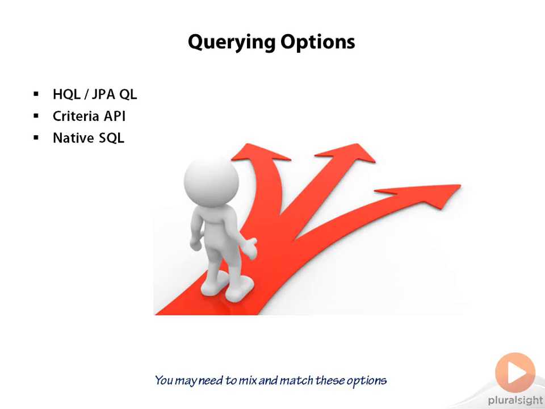Our first option is to use the HQL or JPA-QL APIs. These APIs allow us to query Hibernate using a syntax that's very similar to SQL. It's so similar that you might not even realize that there's any difference than regular SQL unless you look closely.